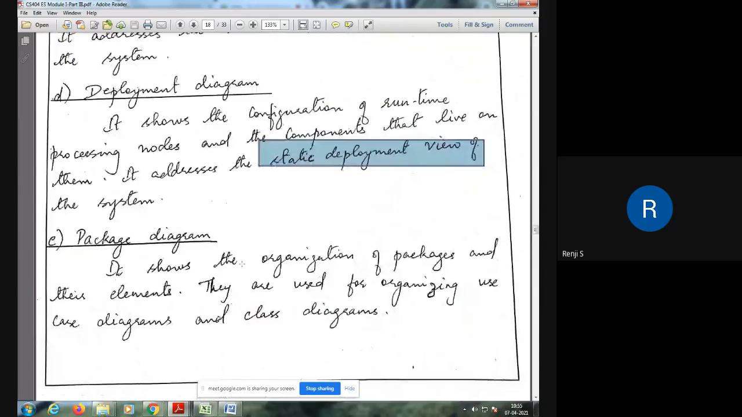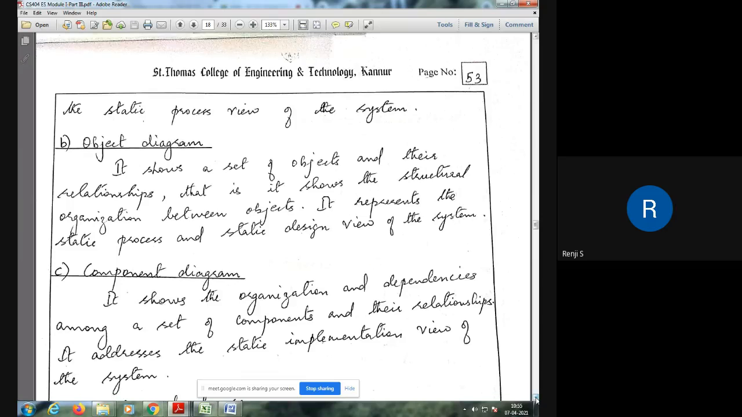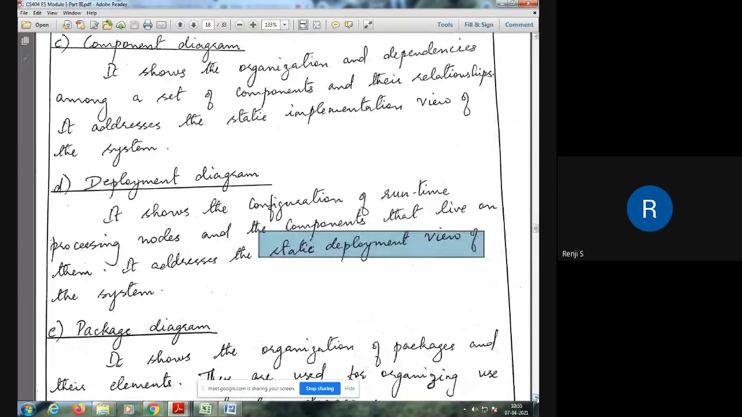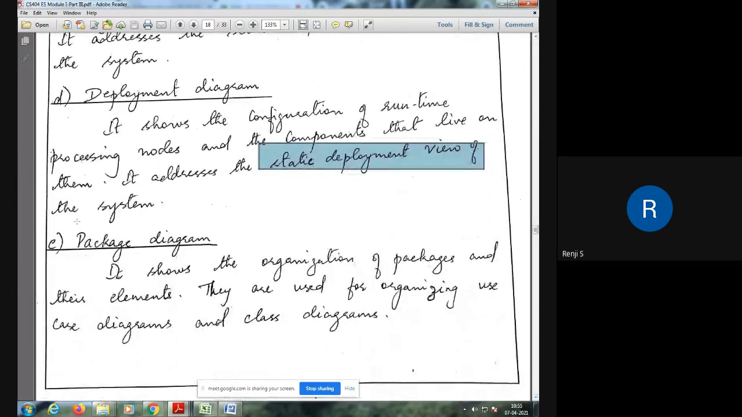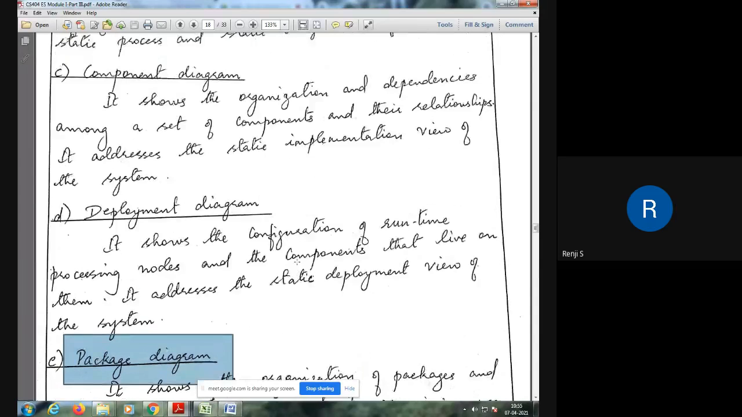So these are the structural diagrams in UML. Class diagram, object diagram, component diagram, and deployment diagram are the structural diagrams in UML. One more diagram is the package diagram, and normally it doesn't come as a basic diagram, but it's an additional diagram involved.